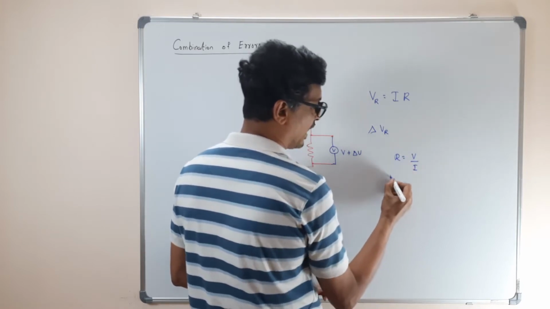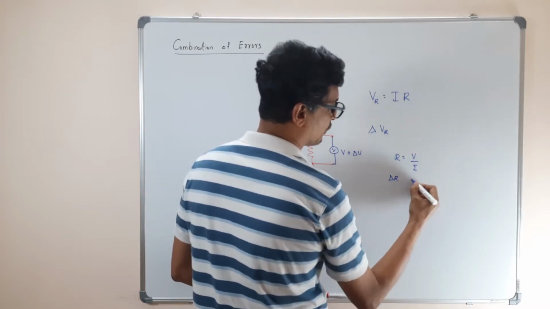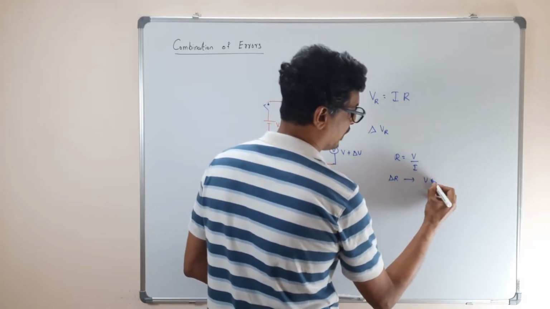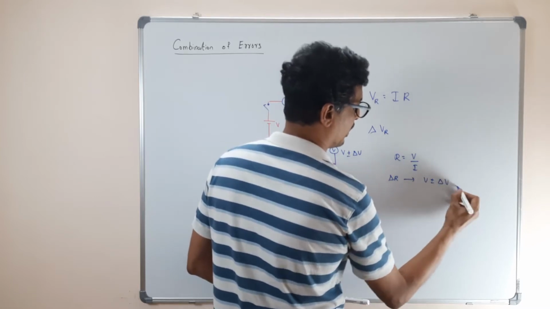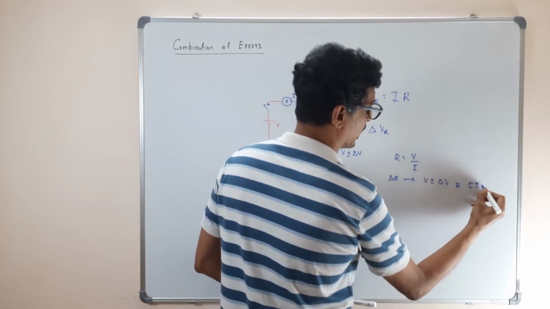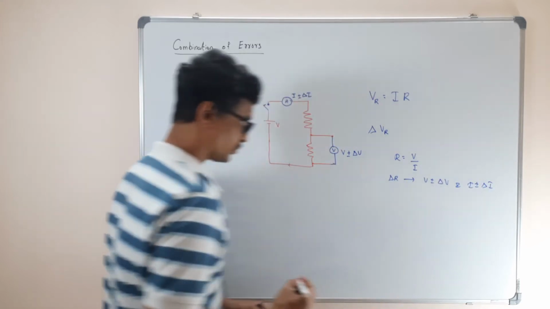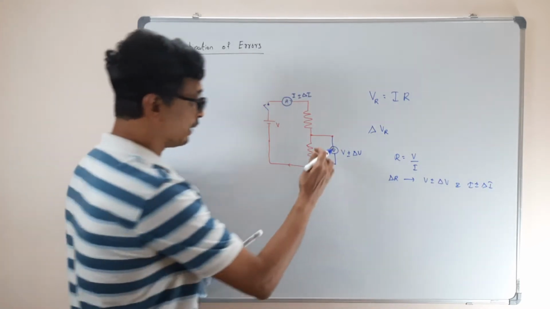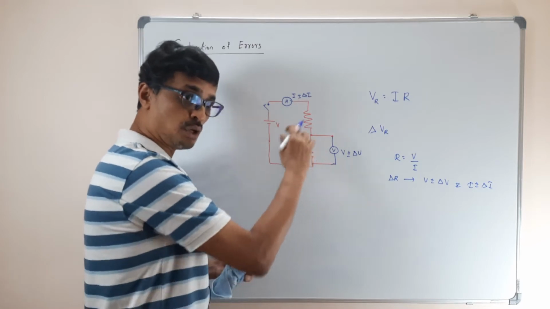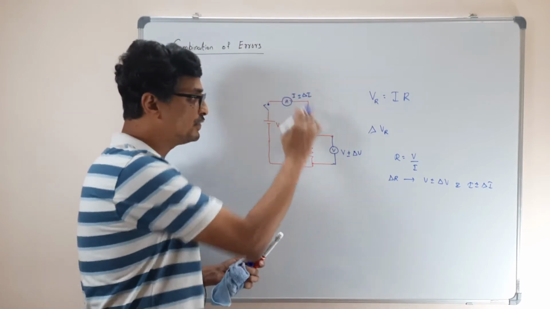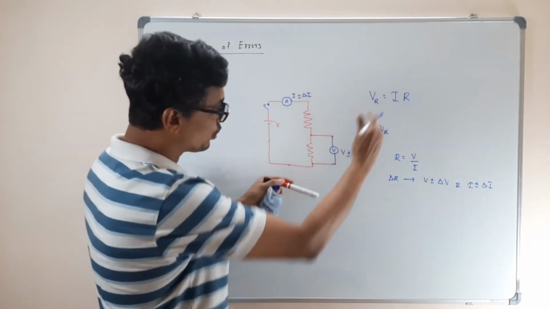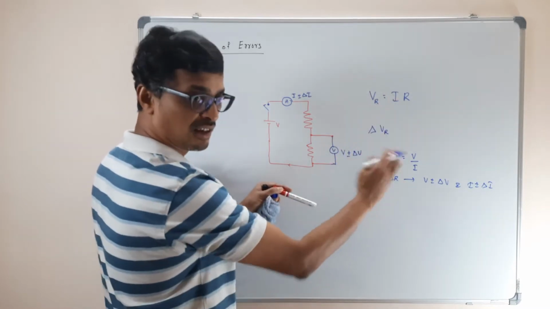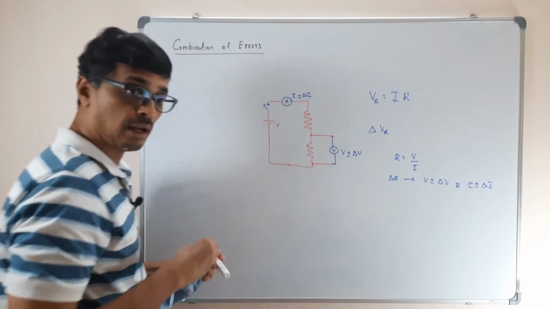So R will have an error because V will have V plus minus delta V and I plus minus delta I. So my measurement of resistance will also have an error because of the combination of these errors in those instruments. This time we can see it comes more like a product, right? V into R. You may get a different way also, additive also.